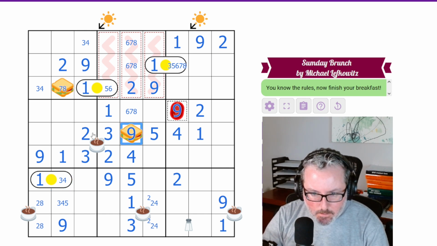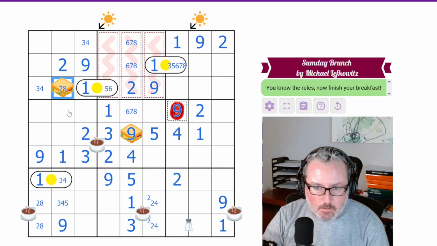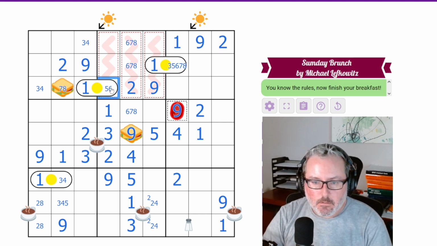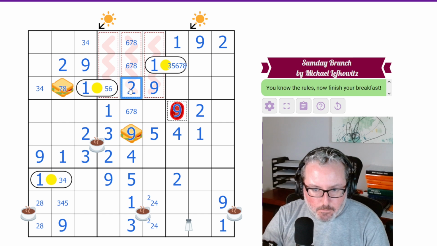So that sumwich is done both ways. This sumwich isn't quite done. Oh, yes, it is. Oh, no, it's not. Sorry. I was looking at this 1 for some reason, but it's either 5 plus 2 to 7 or 6 plus 2 to 8.